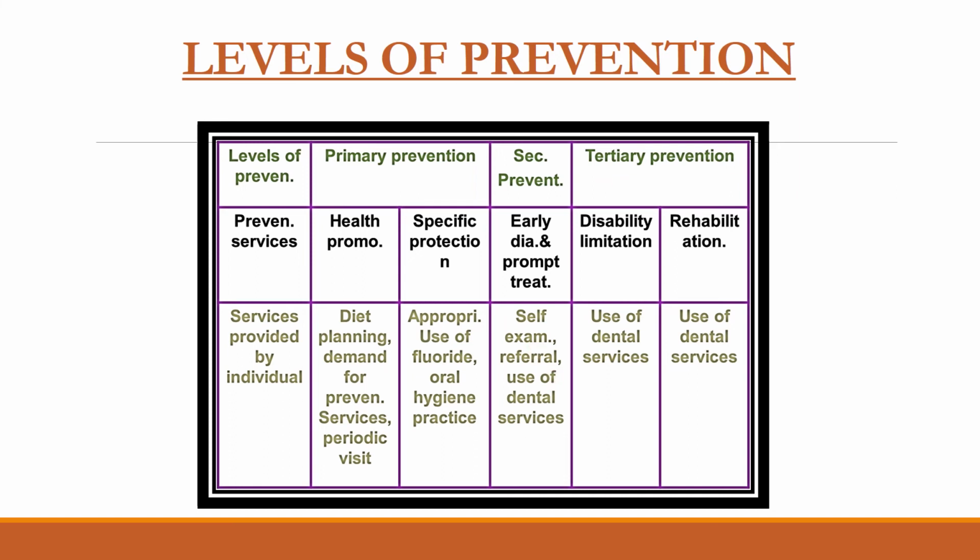Then tertiary prevention: disability limitation, use of dental services. Then rehabilitation includes use of dental services. Disability means it's already a fractured tooth due to decay, so they have to go to a dentist for a prosthesis. That includes disability limitation.